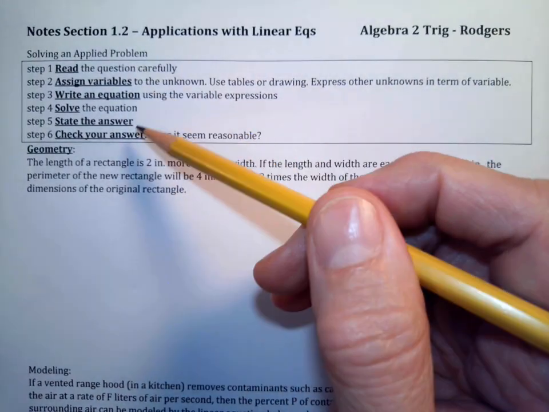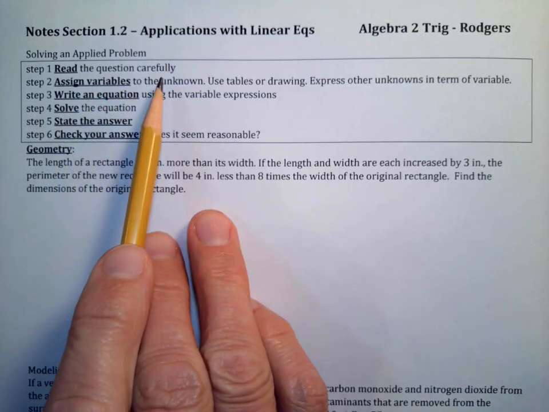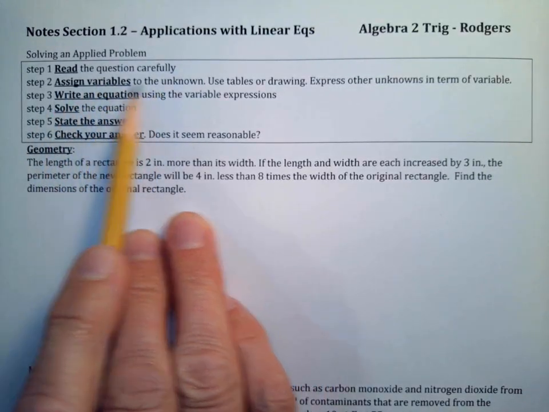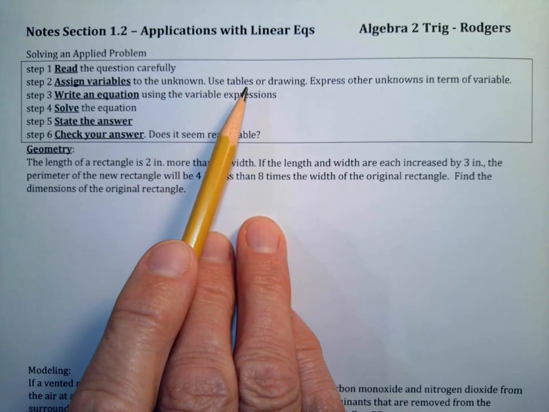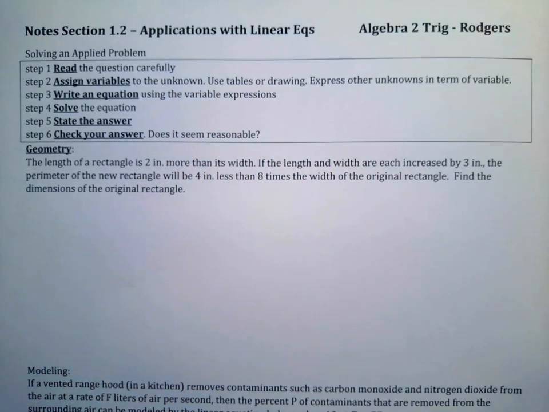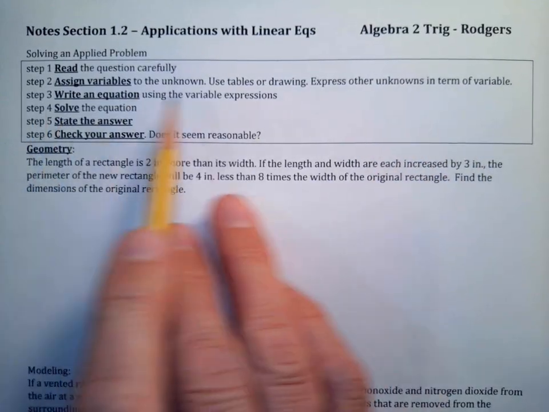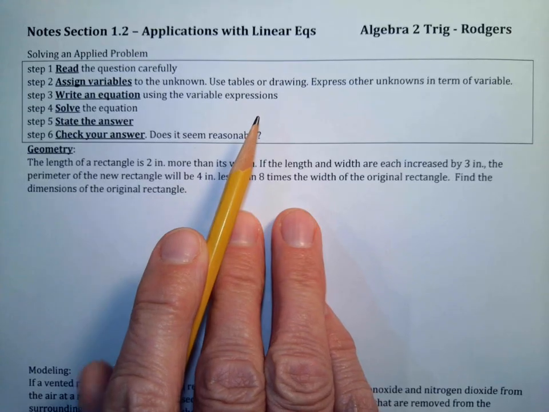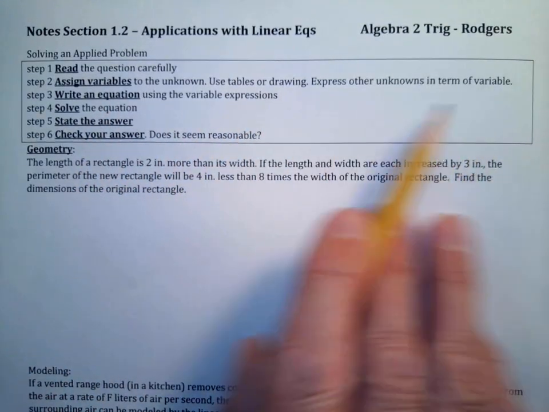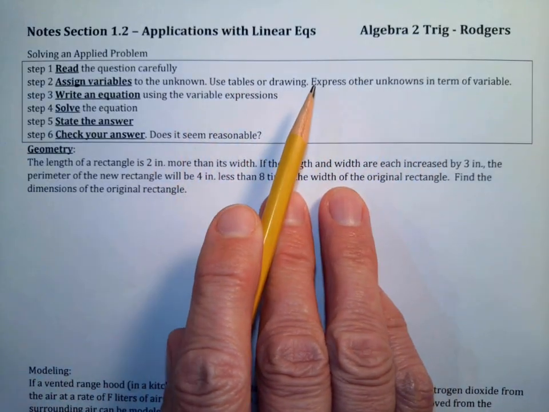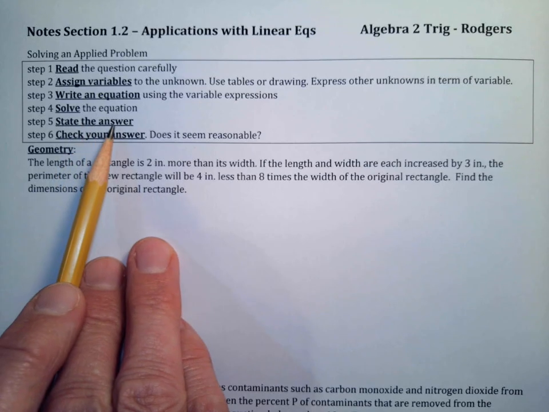Some basic steps when you're trying to solve these real world problems: first of all, read the question carefully. Assign variables to unknowns. That's always a good idea. If you can, use a table or a drawing. Express the unknowns in terms of other variables. These are some good rules to follow. Write some equations using the variables or variable expressions you were developing in step 2. Solve those equations, and then state the answer.